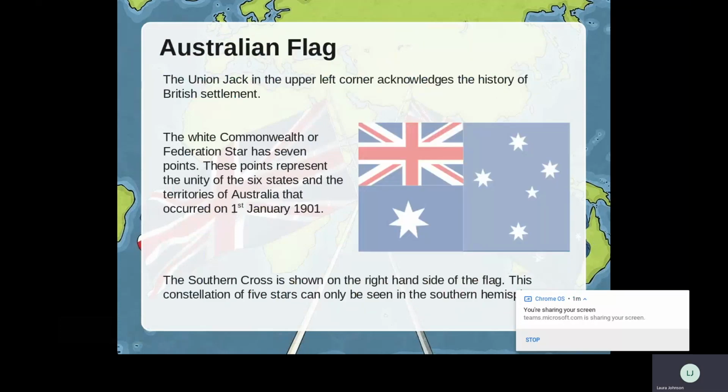I'm just going to go back for a second. You might notice something similar to our flag.